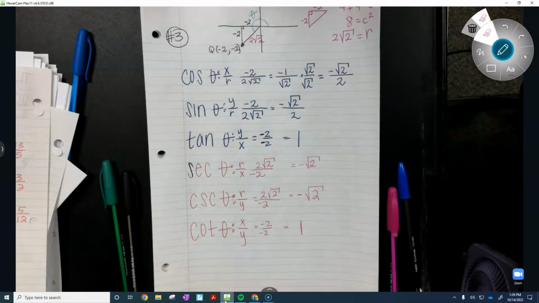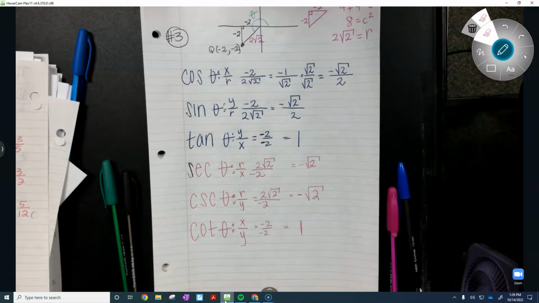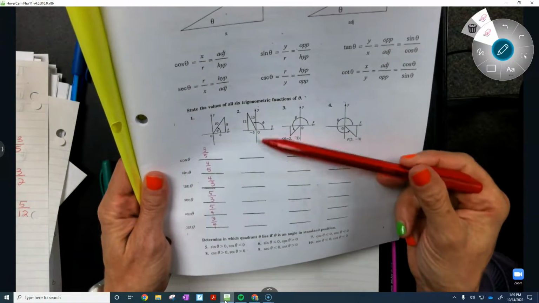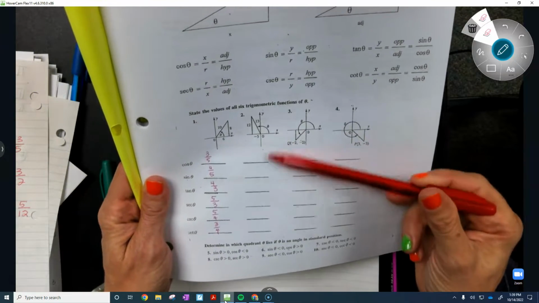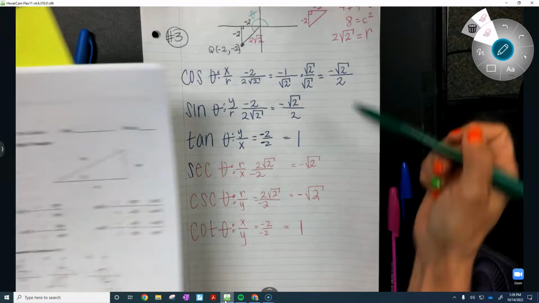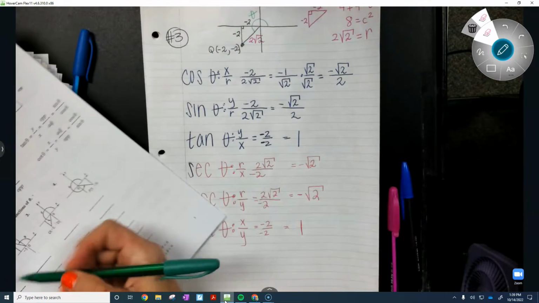We are about to wrap things up, but Victoria opened her packet and we're going to follow her. I was going to do it too. Please fill in this second column right here, and then we're going to call it quits. We're going to move on to something else. So all of these go right here.